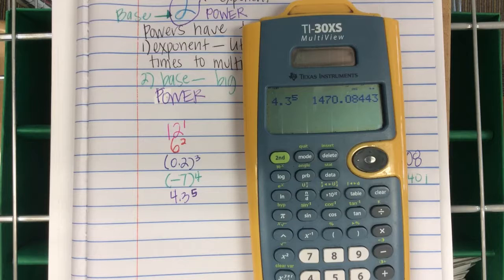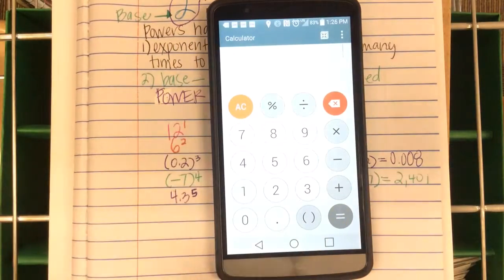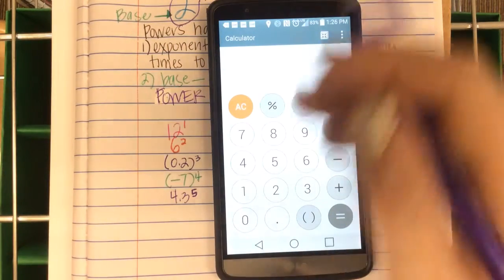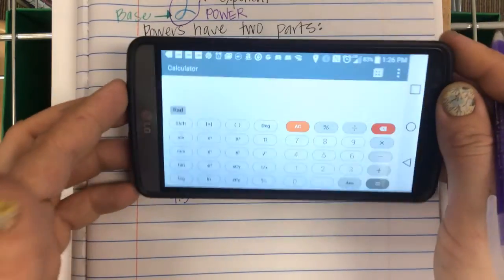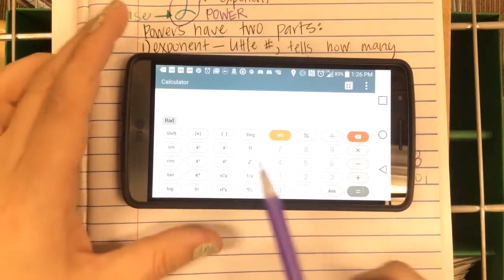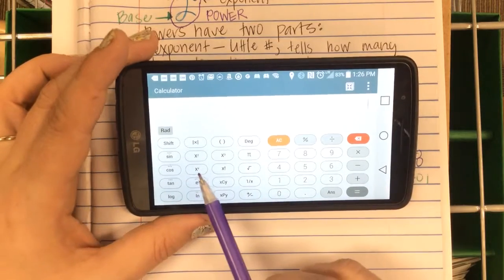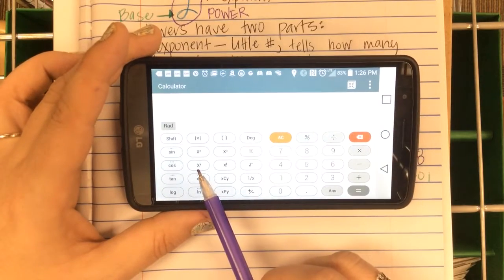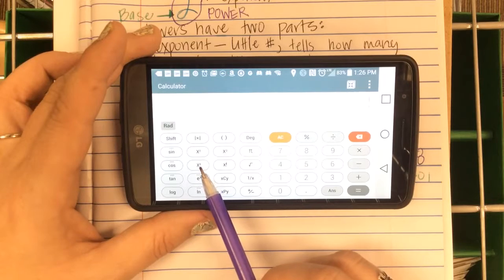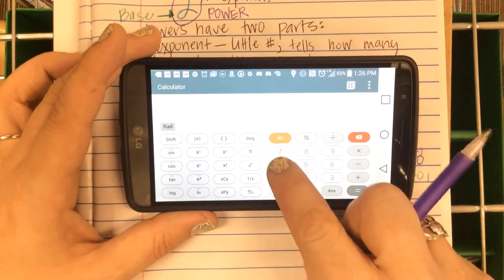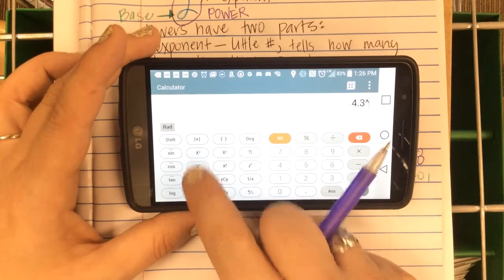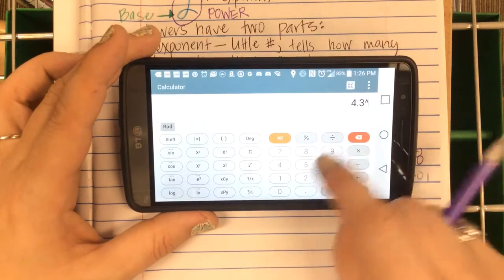It's big. Now if you're using your phone at home, on the basic 4 function, it's not on here. There's no exponent. So you have to turn it to the scientific. And most of them are, where is it? This button right here. X with a Y as an exponent. So I would type 4.3 and see how it makes the caret to the 5th.